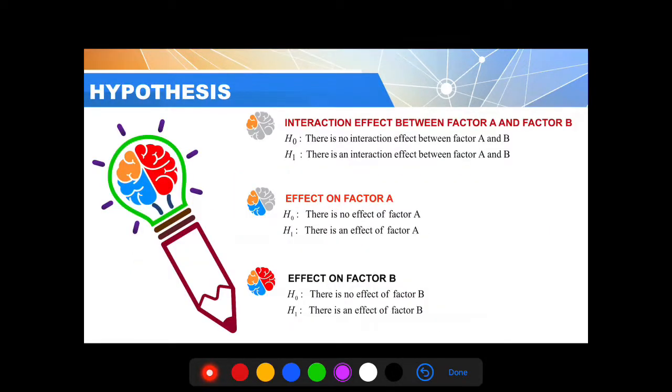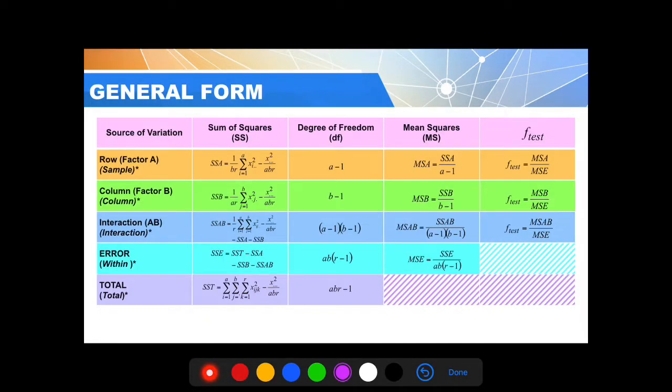Okay, so what we want to test in two-way ANOVA is the interaction. If you notice here, we have three hypotheses. First, we must check the interaction. Is there any interaction effect between factor A and factor B? If there is an interaction, stop the process. If there is no interaction, you have to test for the effect of factor A and the effect of factor B.